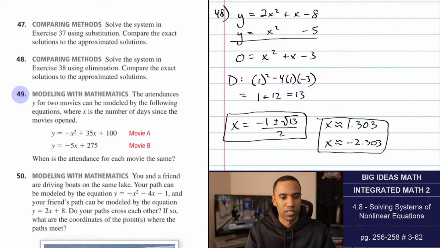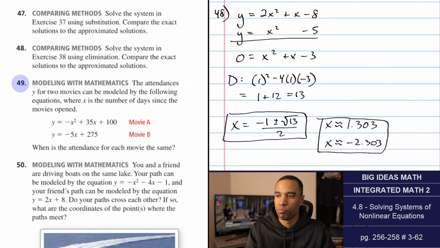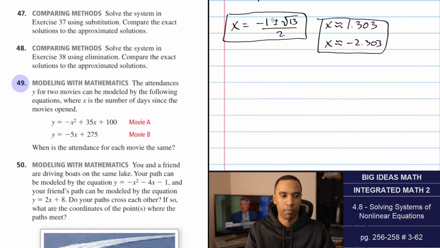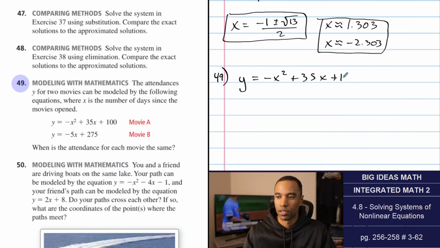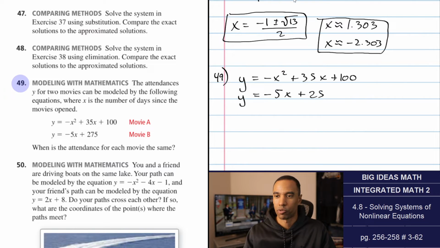Modeling with mathematics. The attendances Y for two movies can be modeled by the following equations, where X is the number of days since the movie opened. Oh, the attendances. Okay. One of them is for Five Nights at Freddy's. The other is for The Marvels. And they're both just declining in nature.